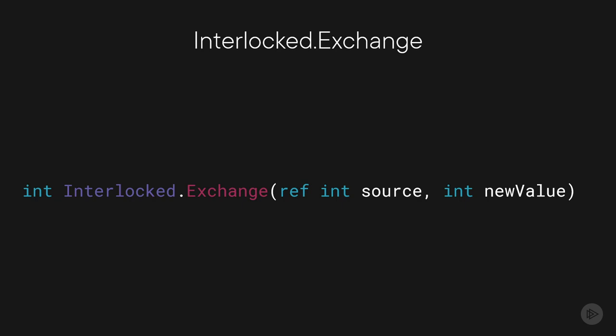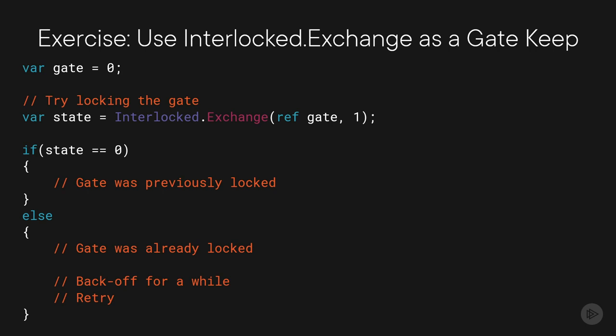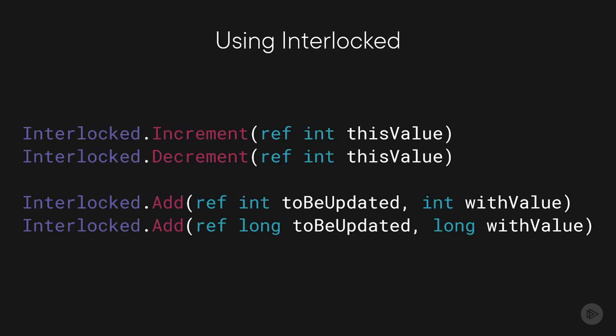I suggest that you experiment with the Interlocked.Exchange method. An example use case that you can try and implement is to use it as a gatekeeper instead of using a normal lock object. Think of having an integer that represents open or closed. With the introduction of the Interlocked class, you now have a cleaner approach to update and work with shared variables, with the given constraints.